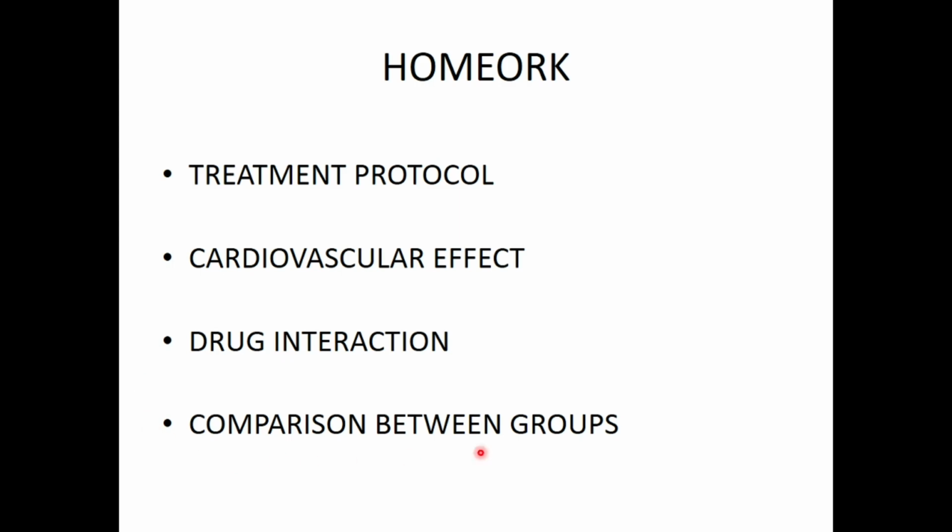The comparison between different groups in respect of their potency, side effects, and at which aspect of lipoprotein alteration each is required. Okay, so these are the topics here.